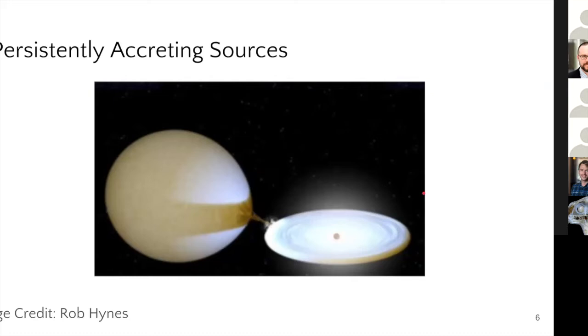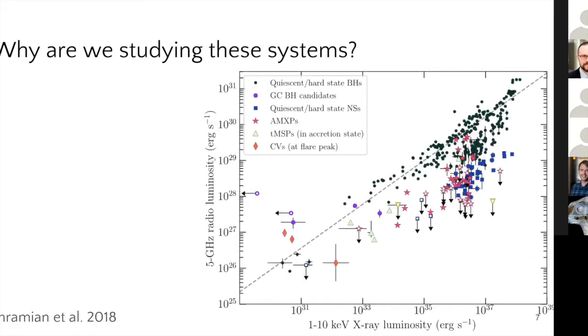However, there are systems where accretion does not turn on and off, and these systems are called persistently accreting systems. And they persistently accrete material from 10^34 to 10^36 ergs per second in the X-ray. And these are the kinds of systems that we're going to be looking at today.